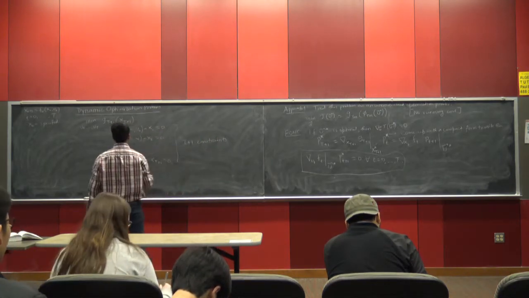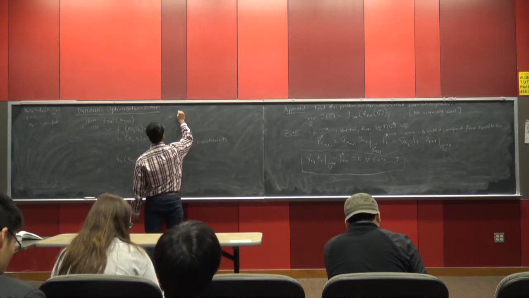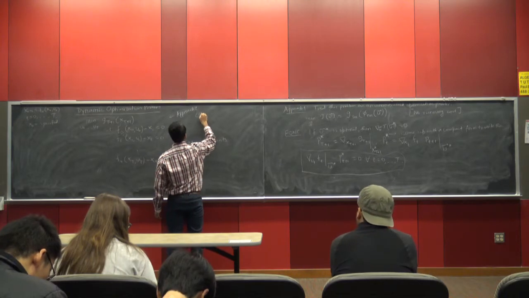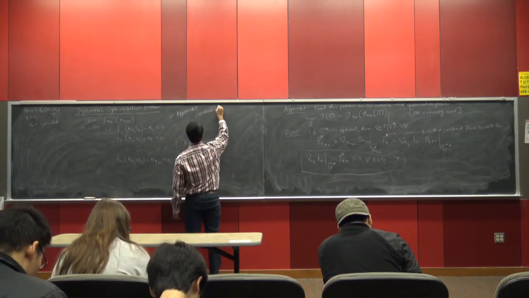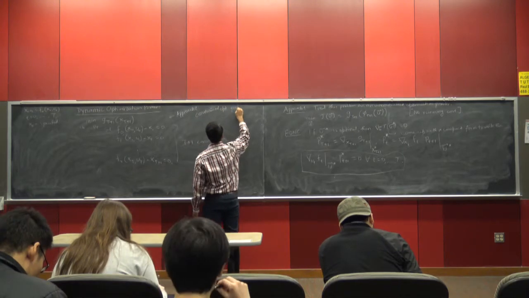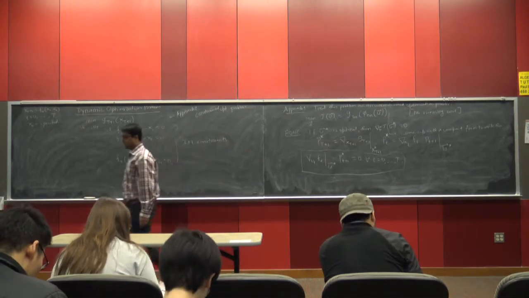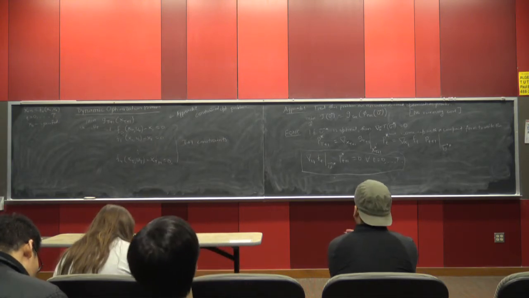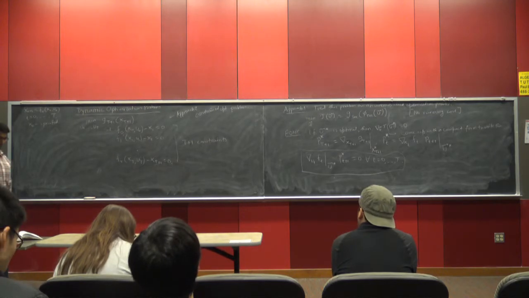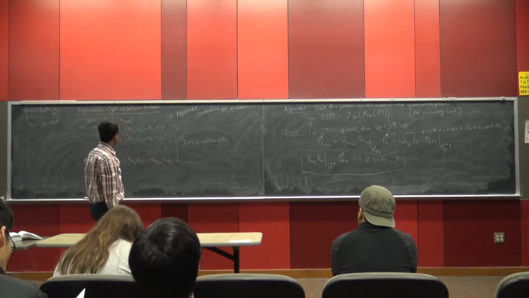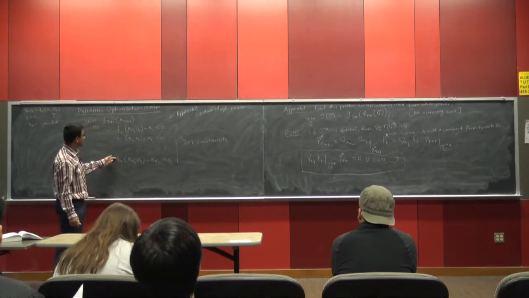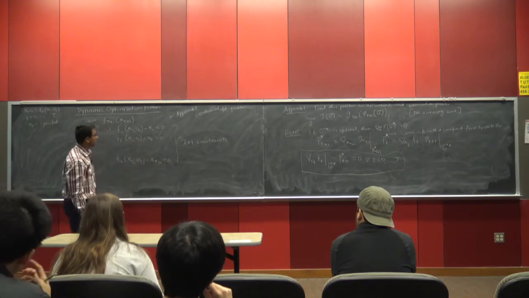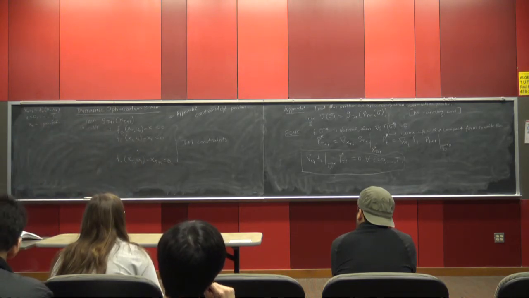So that was approach one, and this is approach two. It's a constrained optimization problem, and we have T plus 1 variables here and T plus 1 variables here. So 2T plus 2 variables with T plus 1 constraints.